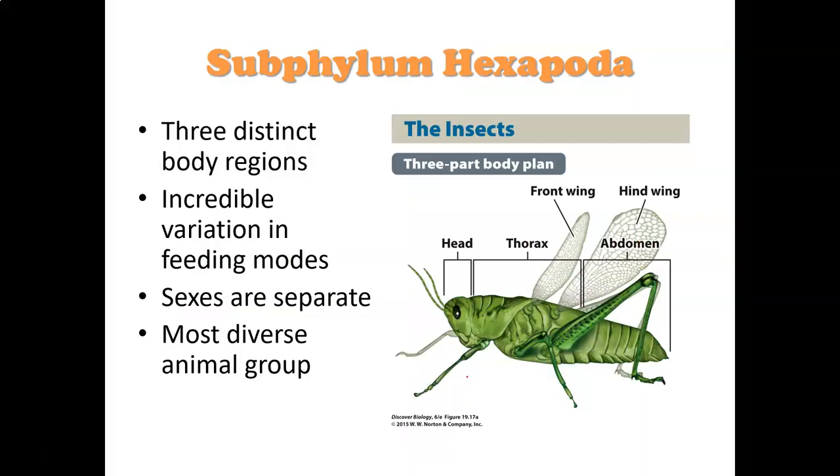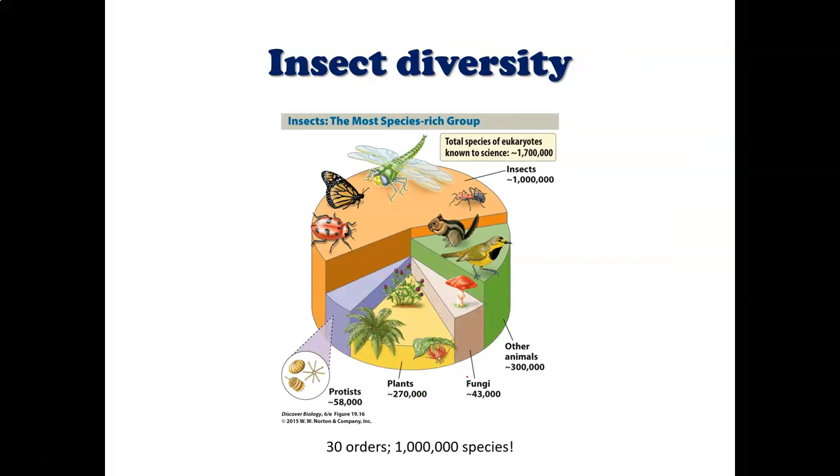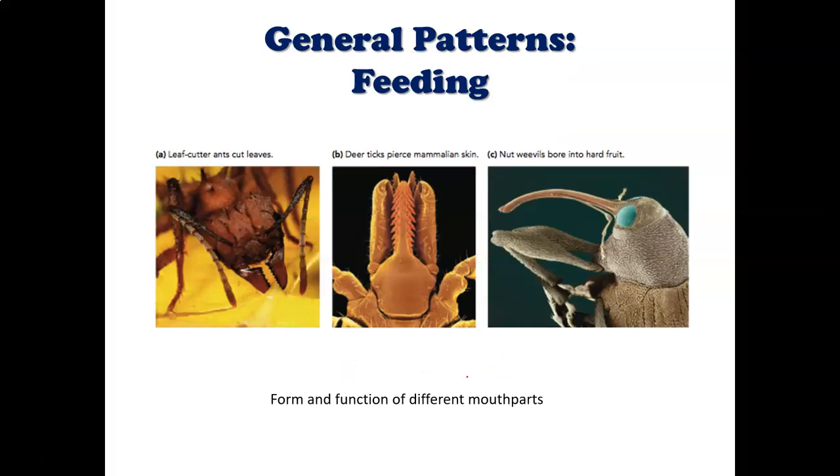Second group of the arthropods are the hexapods, or the insects. These are our six-legged friends. And these guys by themselves are the most diverse animal group in the world. You can see if you look at all of animal diversity, insects make up more than half of all, no, not animal diversity, all of life's diversity. Scientists estimate that there may be as many as 5 to 10 million species of insects. So how can they become so diverse?